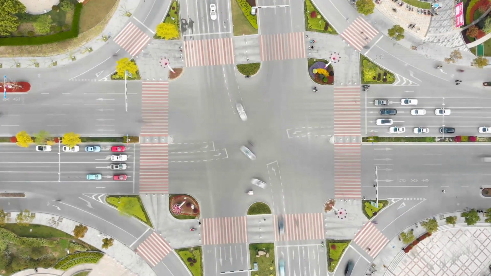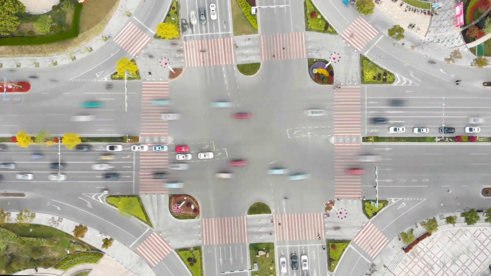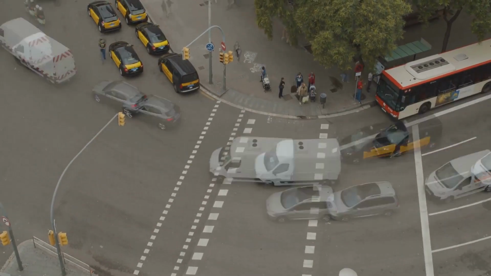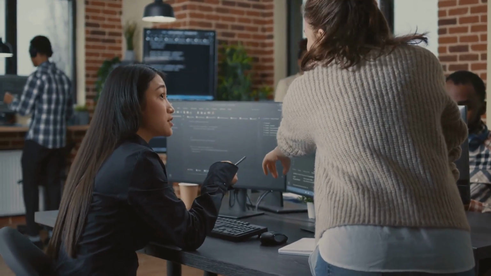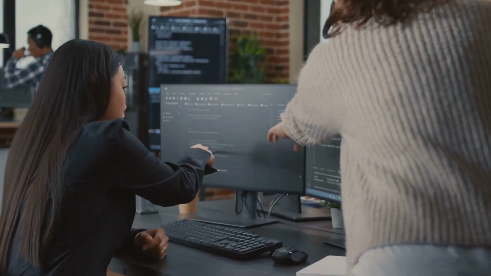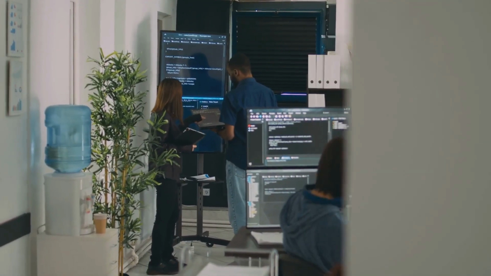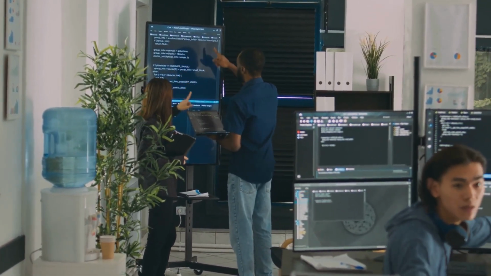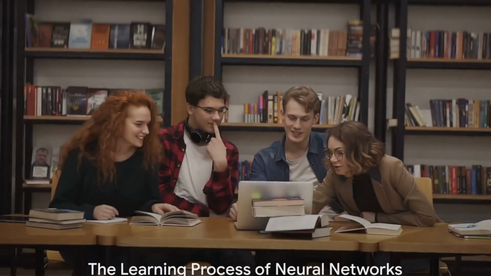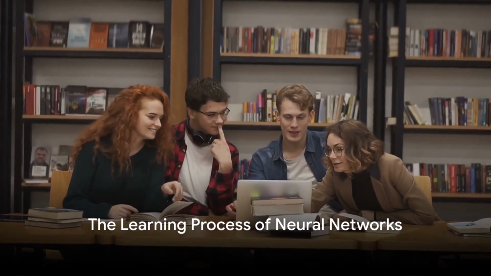It's like an intricate dance, a symphony of computations, all working together to make sense of the world around us, one data point at a time. And that, in a nutshell, is the functioning of neural networks. A complex yet fascinating interplay of data, computations and learning, all aimed at helping machines think a little more like us, humans. These networks are trained using vast amounts of data.